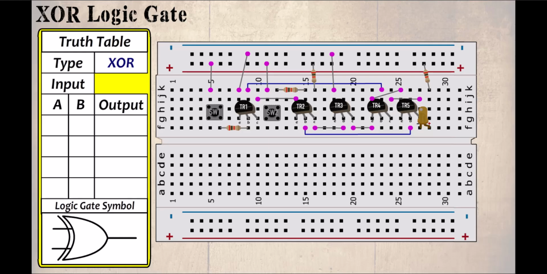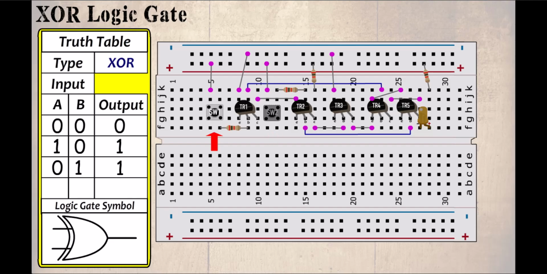When both switches are in the off state, the LED remains off. So when the input is 0 and 0, the output is 0. When SW1 is switched on and SW2 remains off, current flows through the LED and turns it on. So when the input is 1 and 0, the output is 1. When SW2 is turned on and SW1 is off, current flows through the LED and again turns it on. Therefore, when the input is 0 and 1, the output is 1.